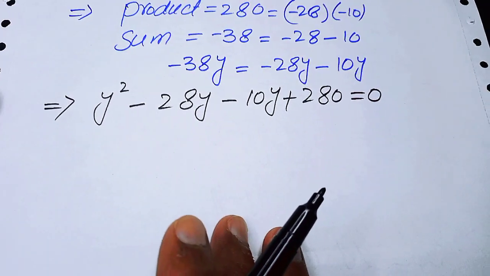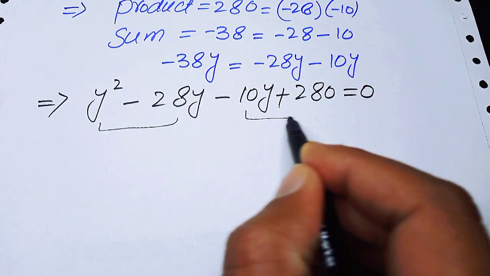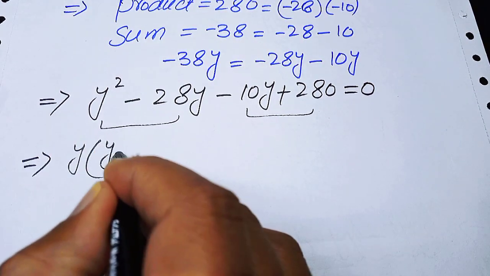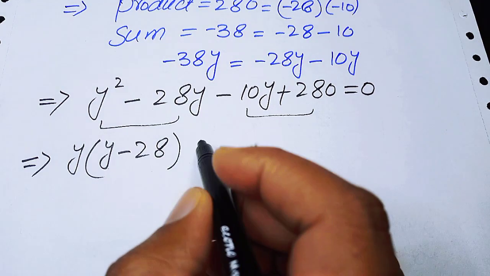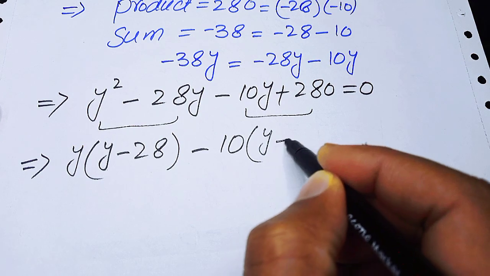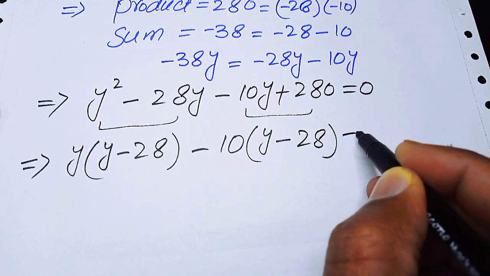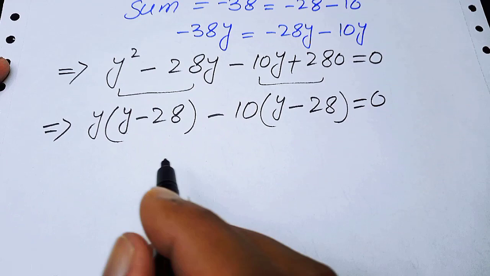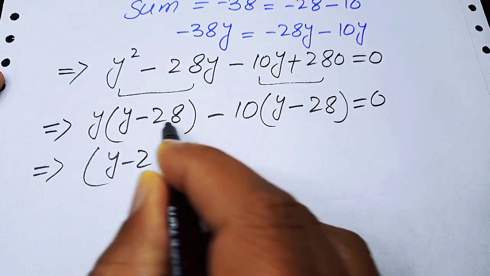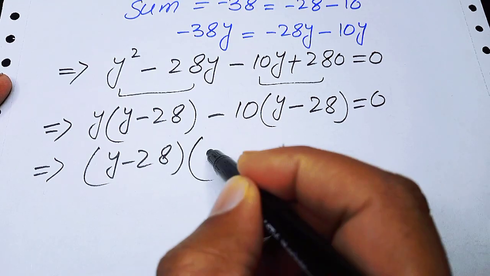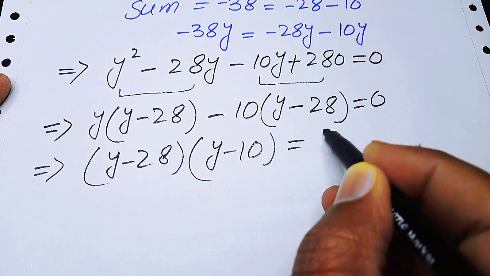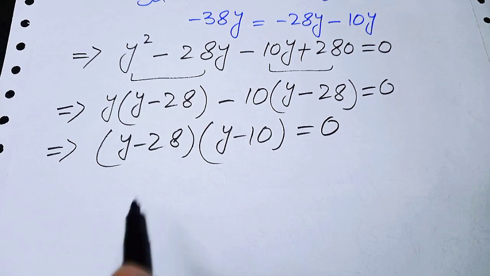And now we can take common from this pair and this pair as well, so that here we take common y and it becomes y minus 28, and here we take common minus 10, so it becomes y minus 28 is equal to 0. And now we can take common y minus 28 from both of the pairs, so it becomes y minus 28 times y minus 10 is equal to 0. And here we have two cases.